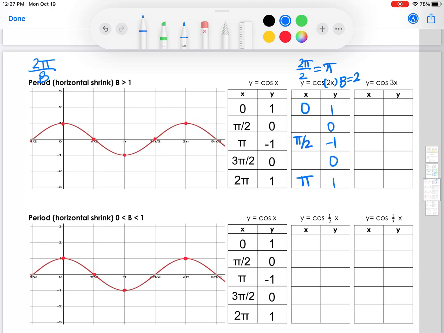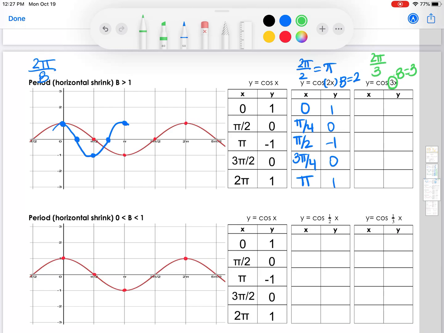So I'm going to go from 0 to pi, and then I just have to cut in half a few times. Half of that is pi over 2. Halfway between 0 and pi over 2 is pi over 4, and halfway between pi over 2 and pi is 3 pi over 4. And then I just plot my points: 0, 1; pi over 4, 0; pi over 2, negative 1; 3 pi over 4, 0; and pi, 1. If you notice, this is half as wide.